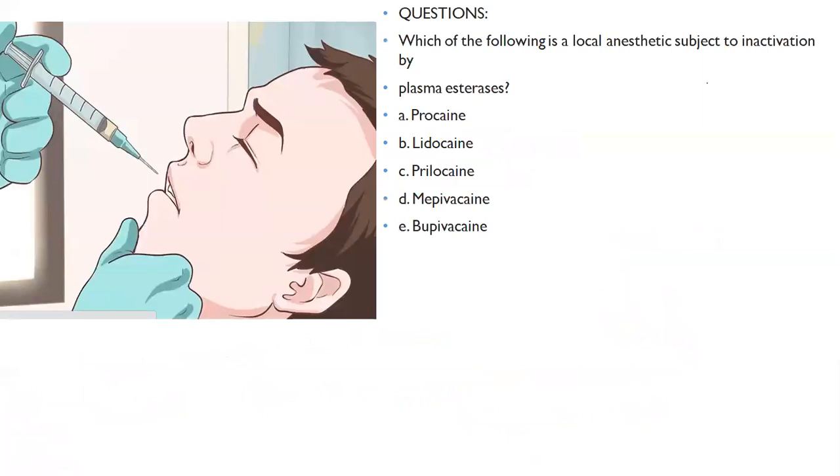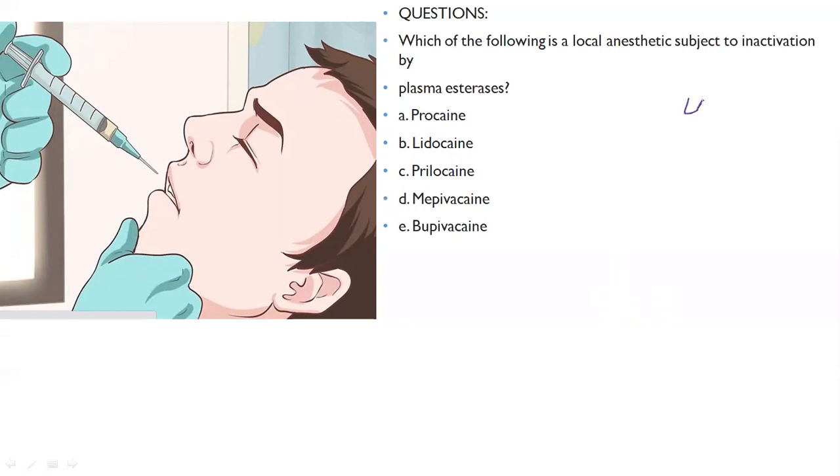All right. So let me just adjust my screen. Just give me 1 second. Yeah. Which of the following is a local anesthetic subject to the inactivation by plasma esterases? So I hope you remember, I have explained. Let me use ink. All right. So what do you think the answer is? Is it procaine, lidocaine, prilocaine, mepivacaine, or bupivacaine?